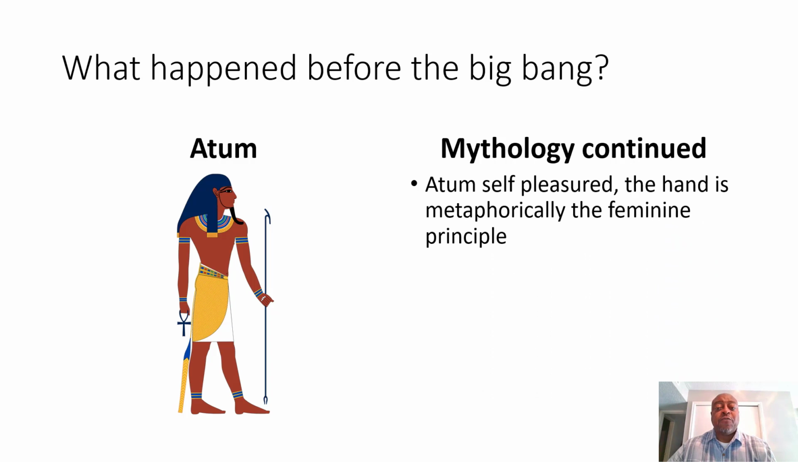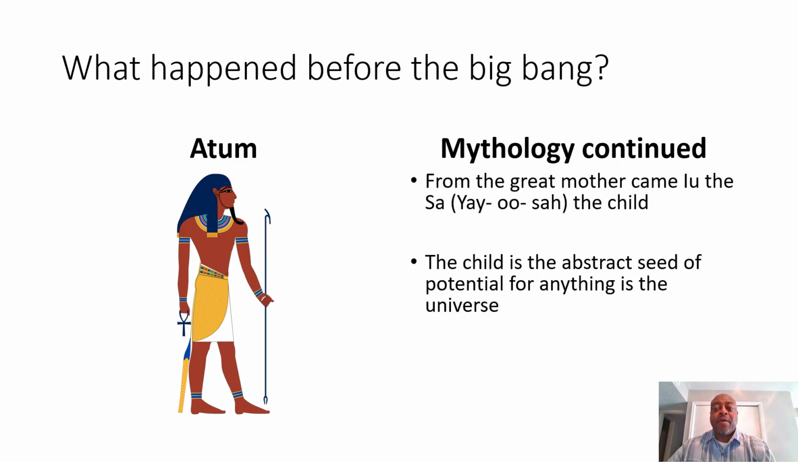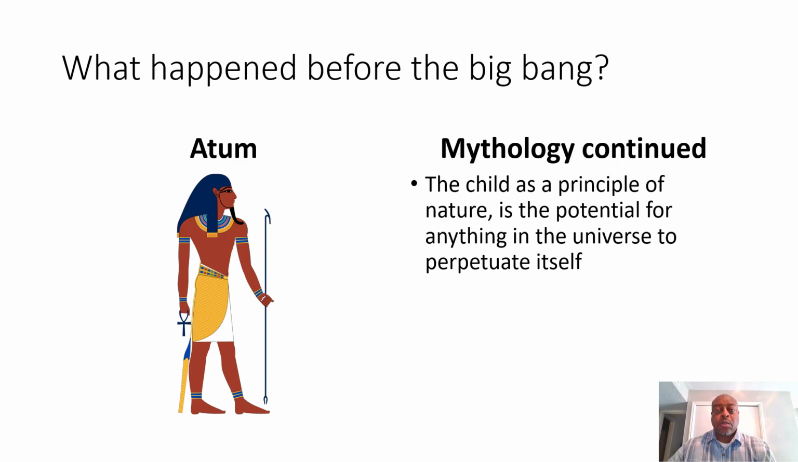Atum self-pleasured. The hand is metaphorically the feminine principle. The ancient Africans called this feminine principle Yeuseus, or the Great Mother. From the Great Mother came Yeu, the Su, or Yeusa, the child. The child is the abstract seed of potential for anything in the universe to exist or to perpetuate. So we have an abstract trinity here of Atum, Yeuseus, and Yeusa. Yeusa as a child, as the principle of nature, is the potential for anything in the universe to perpetuate itself.